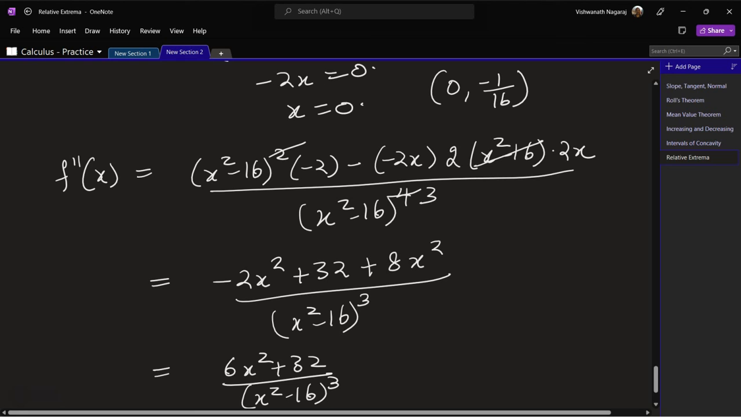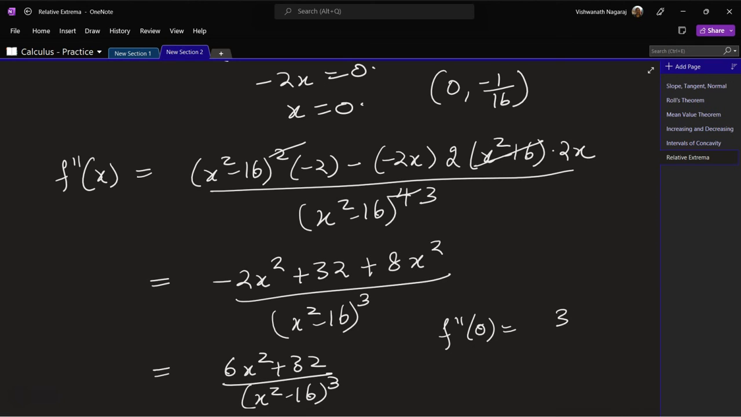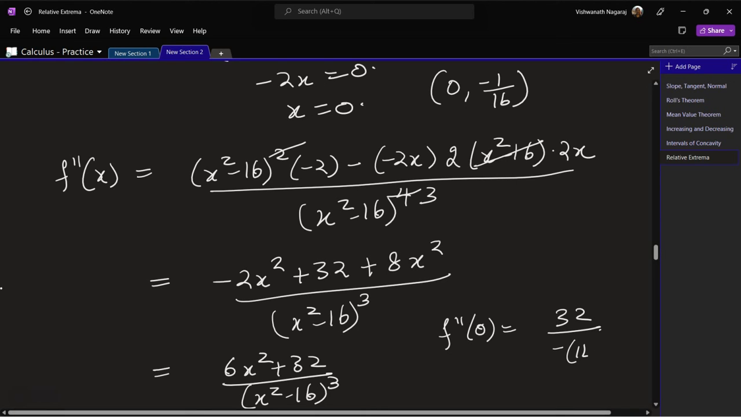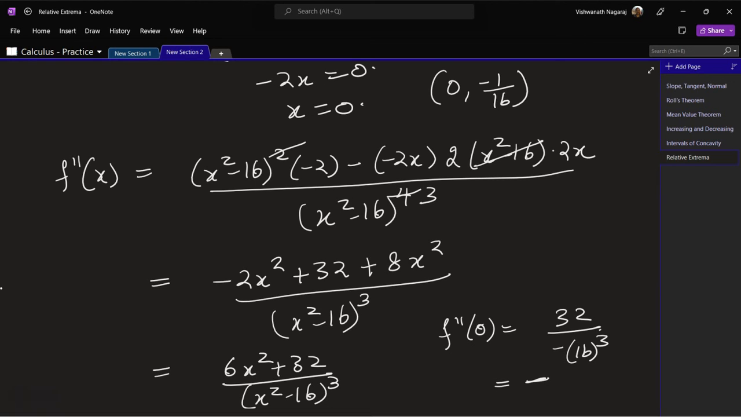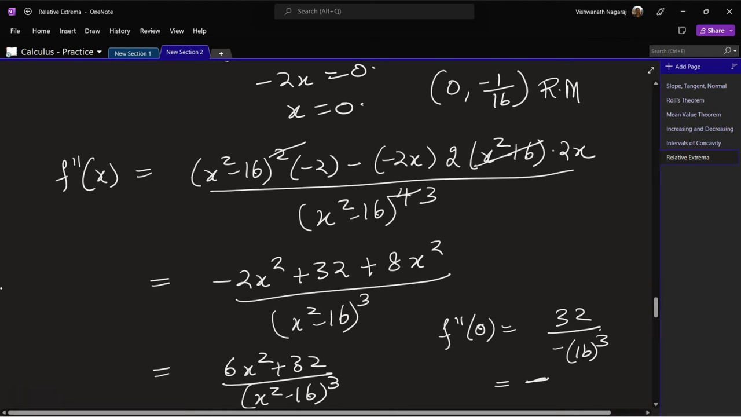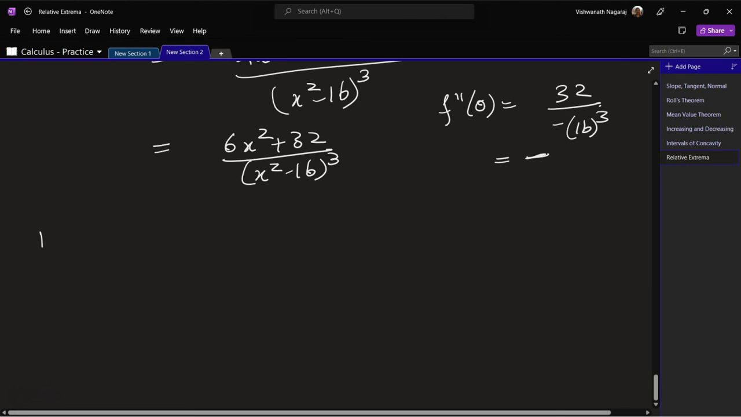Now our point of interest was 0. So f double prime of 0 gives us 32 by 0 minus 16 cube. So minus, we can write it as 16 cube because negative to the power of 3 is negative, which gives us a negative number. So therefore this is going to be relative maximum. Let's look at the 10th one.